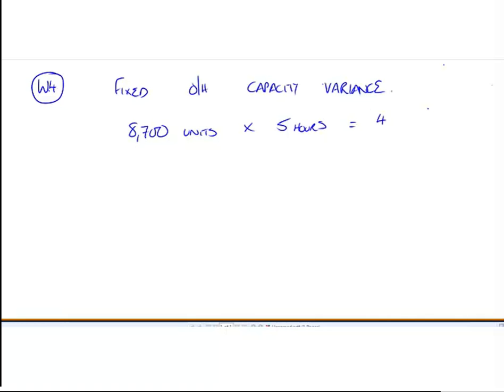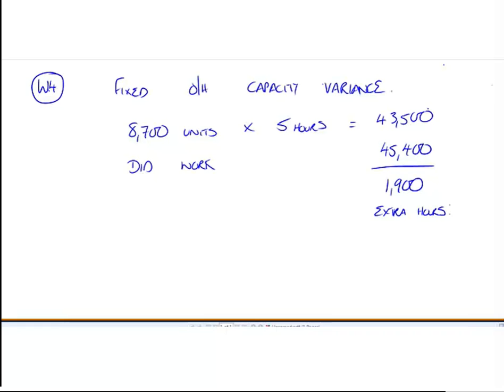That would give us 43,500. The factory did actually work for more than that. It was 45,400. So therefore we managed to get an extra 1,900 extra hours from the factory capacity.